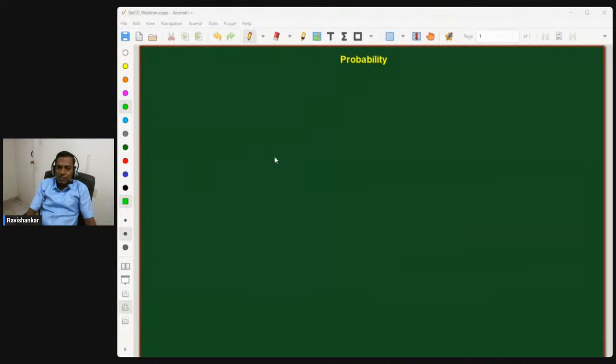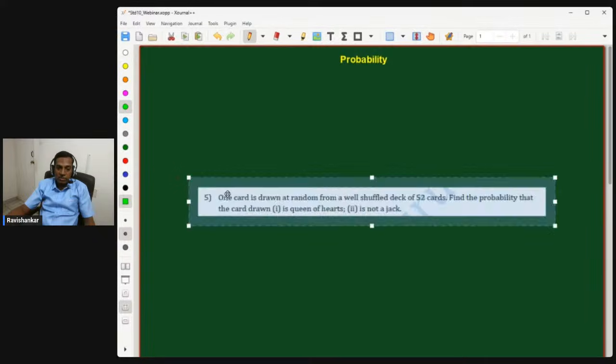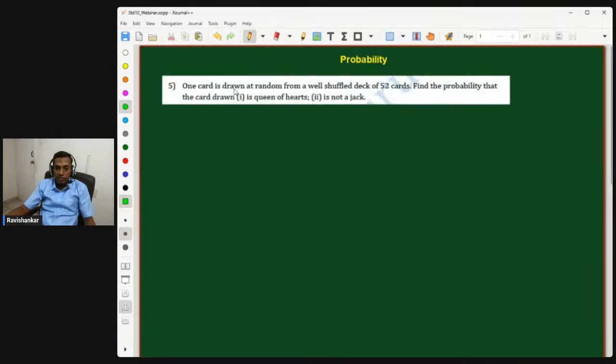Okay, so there are some questions from this. So what we will do is, I will start with question 5. The order in which I was saying card-based problems, the basics of probability. The order in the questions is something that's not this. So let's say you have to draw a card at random from a well shuffled deck of 52 cards. Find the probability that the card drawn is a queen of hearts and is not a jack. Okay, please go ahead and do this question.